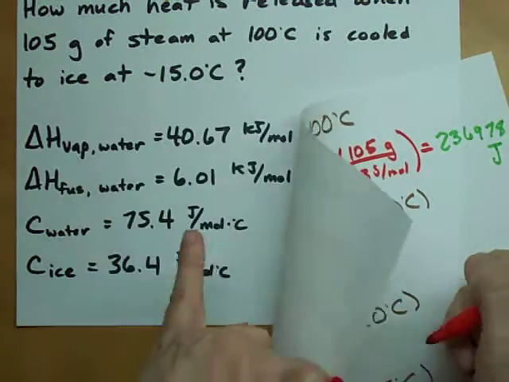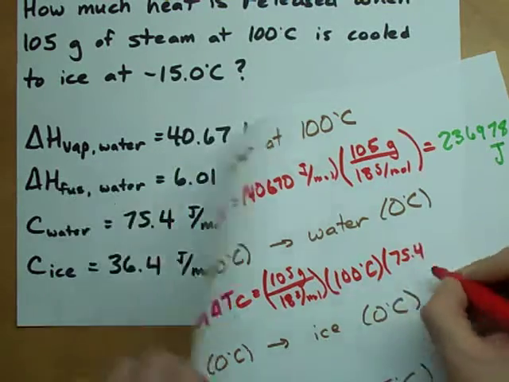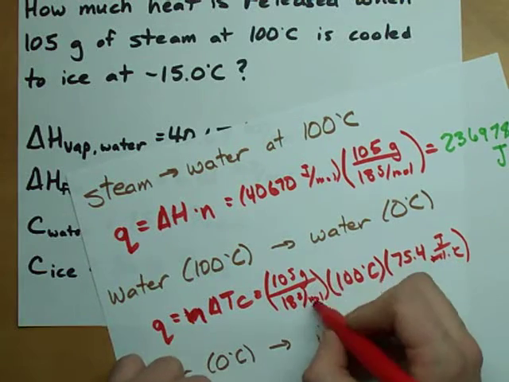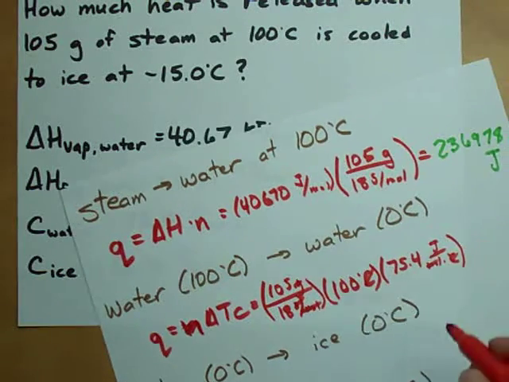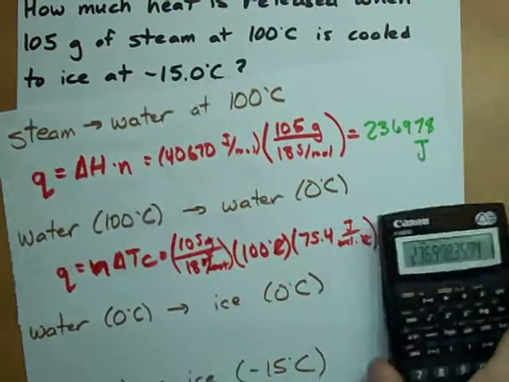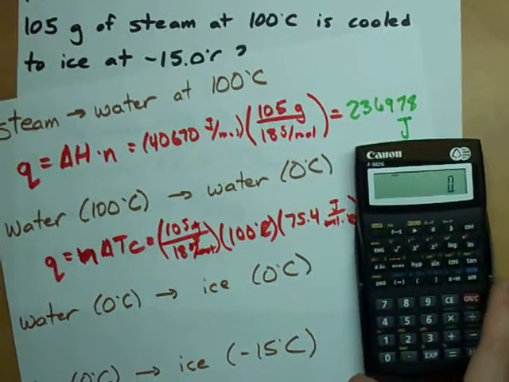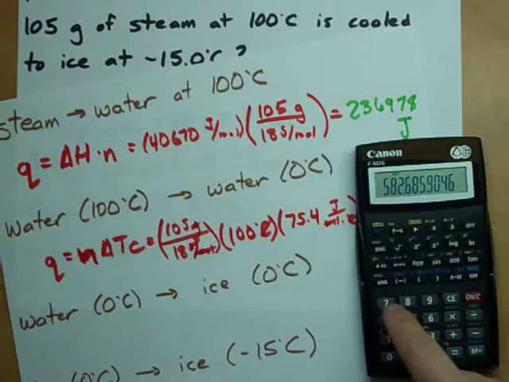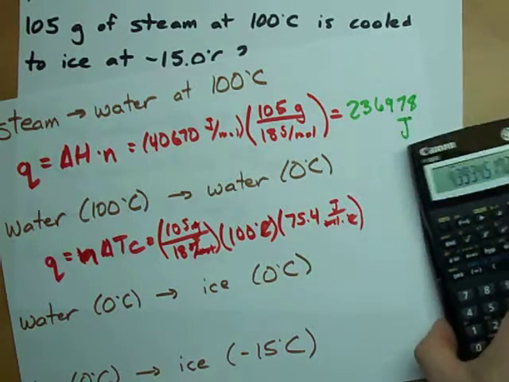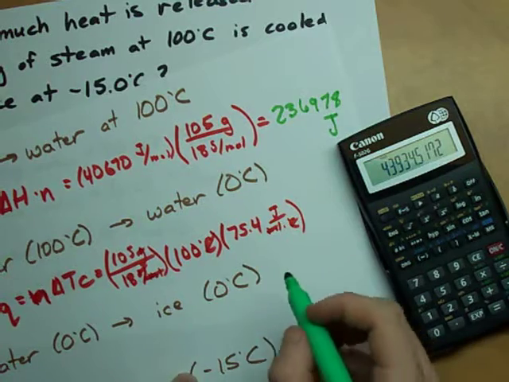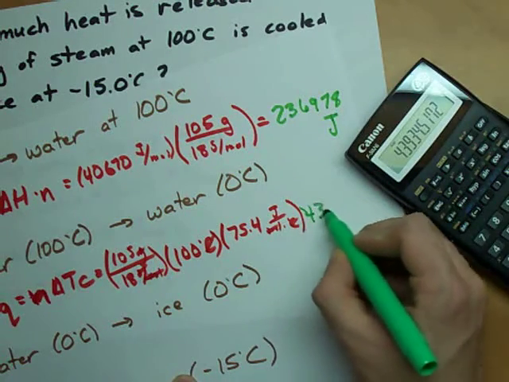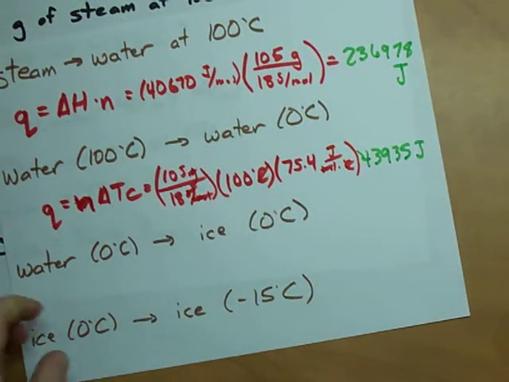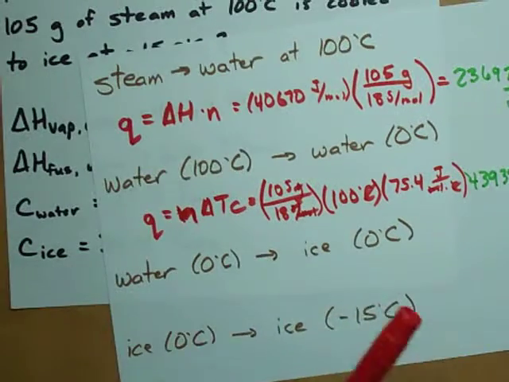And the molar heat capacity is 75.4 joules per mole degree Celsius. Now notice the units: moles cancels out and degrees Celsius cancels out. I'm going to get my answer in joules. According to my calculator here, it is 105 divided by 18 times 100 times 75.4. That process releases 43,935 joules of heat.